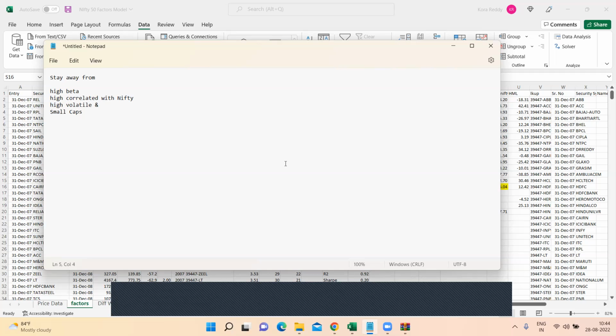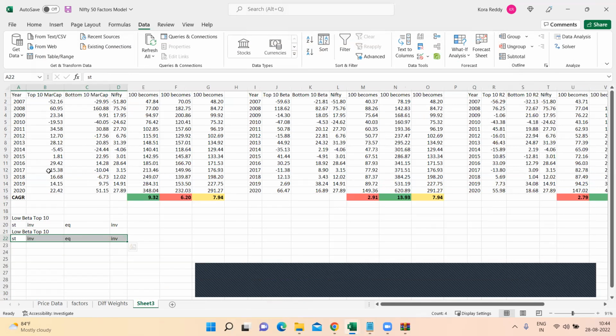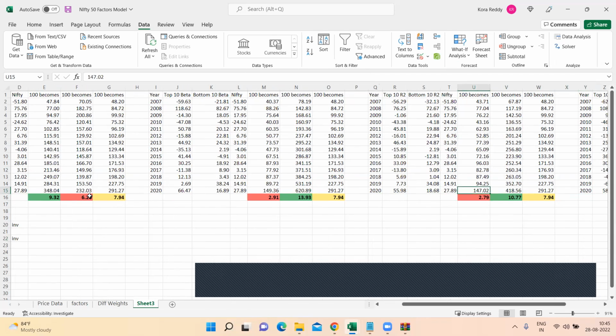This is some number which you can paste here. Just as an exercise, I haven't updated, so this is what it is. Up to 2021, I haven't included 22. This is the market cap factor, 384 versus 232. This is beta, 150 versus 620. This is R square, 140 versus 418.